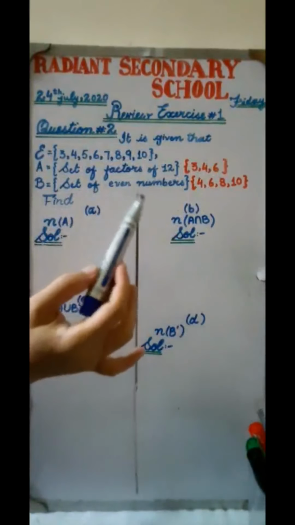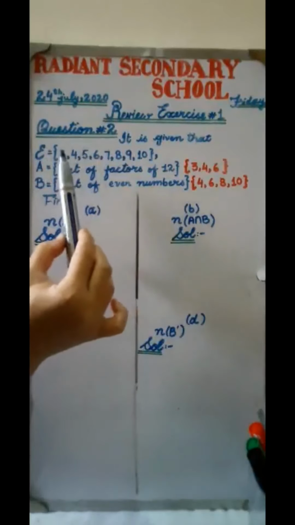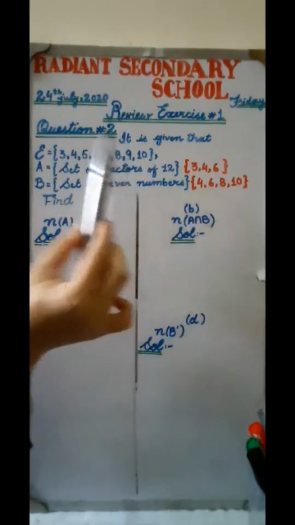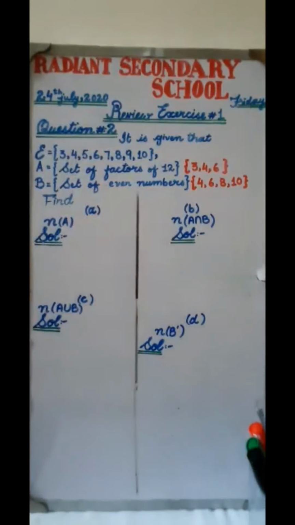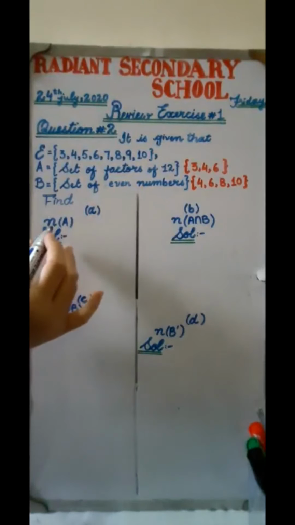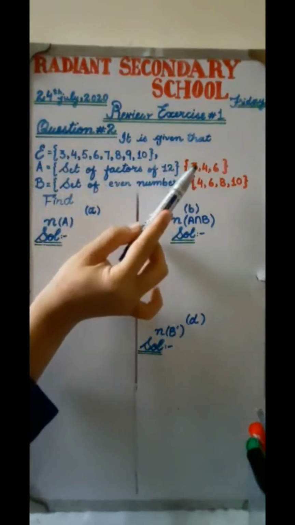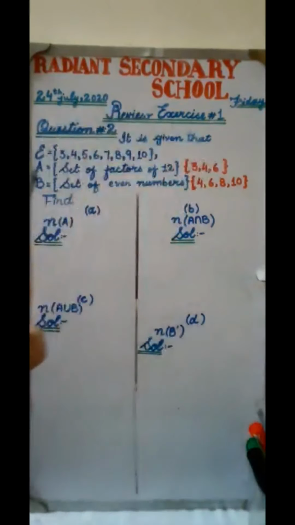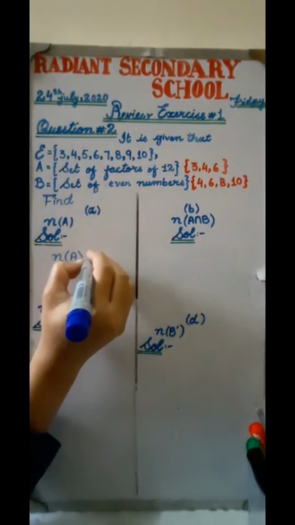You have to take even numbers from 4 to 10 because in universal set first element is 3, last element is 10. So we have to take even numbers between these two elements 3 and 10. Now what we have to find? n of A means we have to find number of elements in set A. Look at set A. Count these elements, 1, 2, 3. 3 elements are there. So you have to write number of elements in set A is 3.